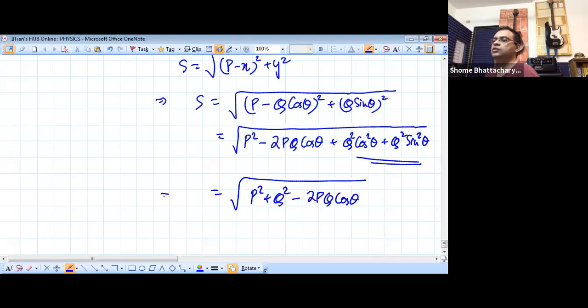So finally, we are getting the magnitude of S like this. So S square is how much? It is p square plus q square minus 2pq cos.